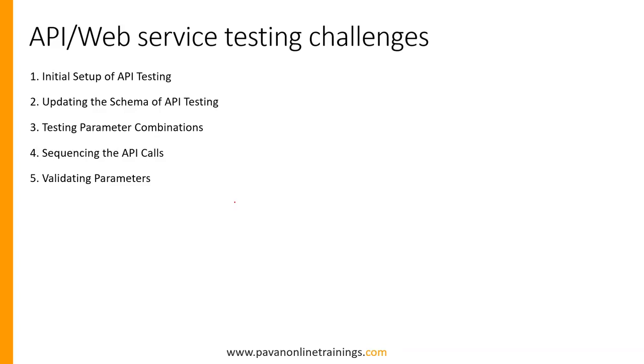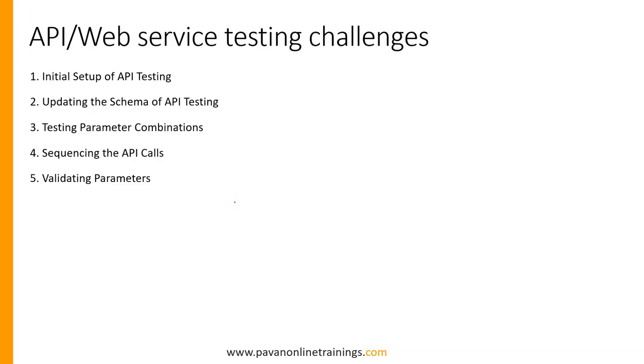So updating the schema of API testing, testing parameter conditions, sequencing the API calls, validating parameters, because this is almost all internal testing, right? So we need to verify all these things. It is not just functional testing. It's purely internal testing. So we need to test the internal conditions of APIs and everything. So these are a few challenges.